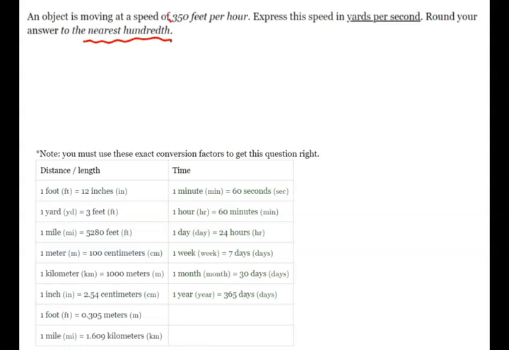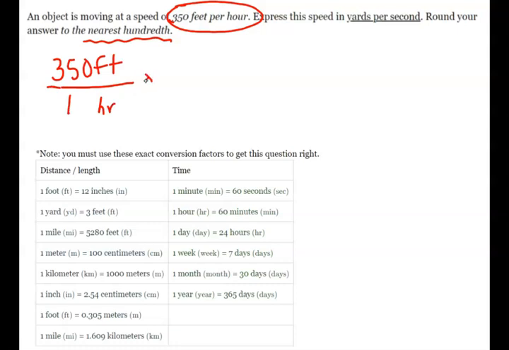So the first thing is you have to write down the first ratio that they provided you, which is 350 feet per hour. So that's 1 hour down in the denominator. And we're going to multiply by one or more other ratios that we find down here in the table to help us to convert to yards per second. So there are two different types of measurements here. There's the feet and the yards, and then there's the time, the hours and the seconds. And you have to deal with them each separately.